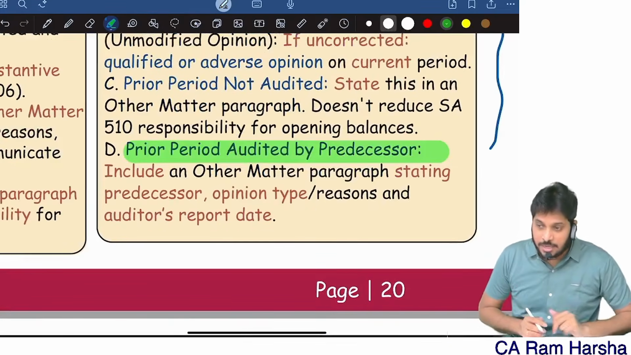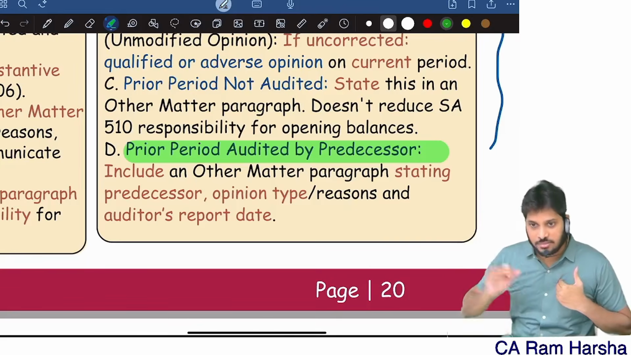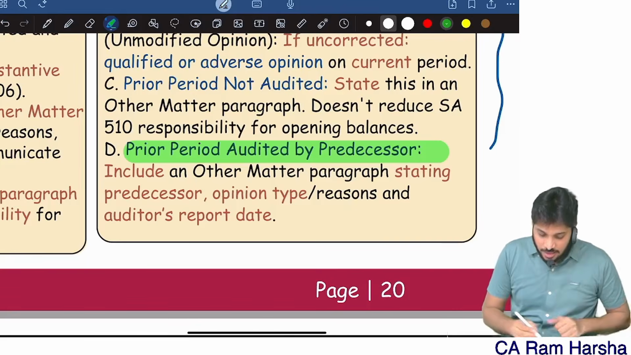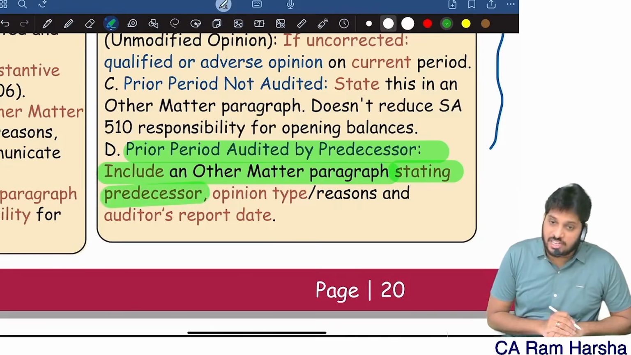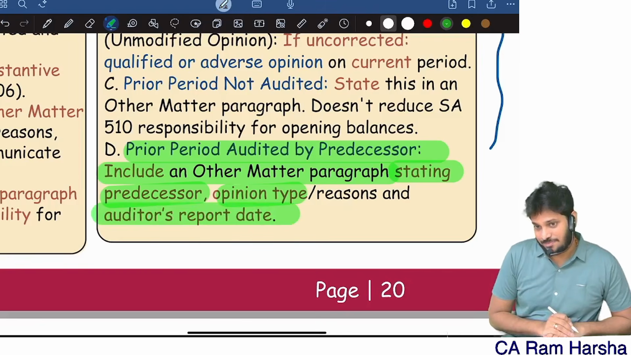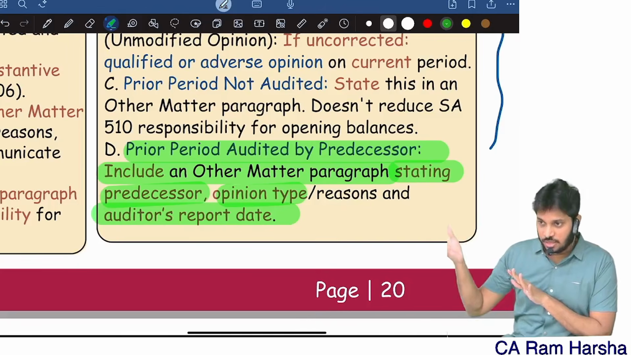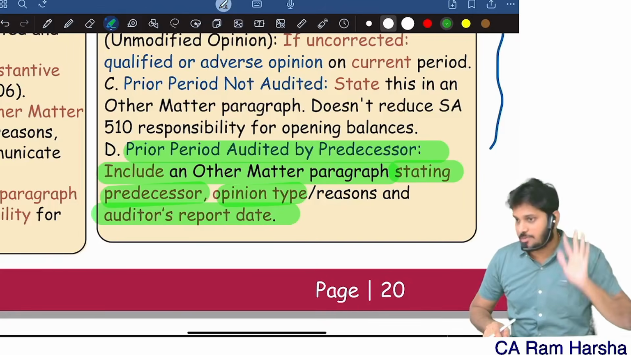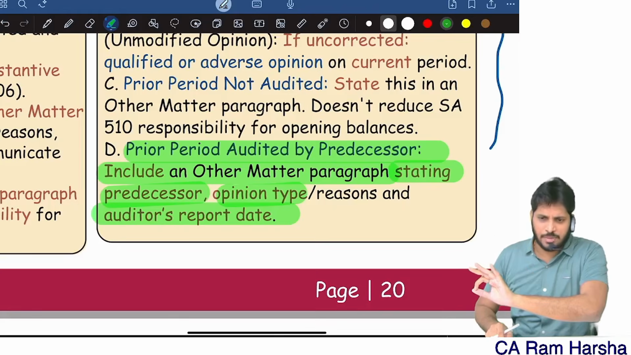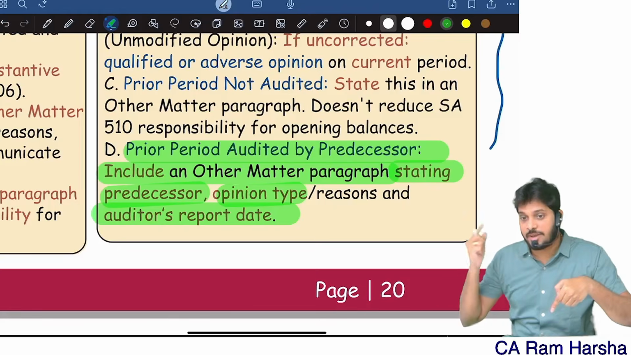Suppose the prior period financial statements were audited by a different auditor, not our audit firm, a different audit firm. Then we include in an other matter paragraph a statement that the predecessor auditor audited, the opinion he gave, and the auditor's report date. If the prior period financial statements were audited by another auditor, that fact has to be mentioned in the audit report of the current period in the other matter paragraph. Generally we don't have to talk about prior period information, but if the prior period is audited by another auditor, we refer.